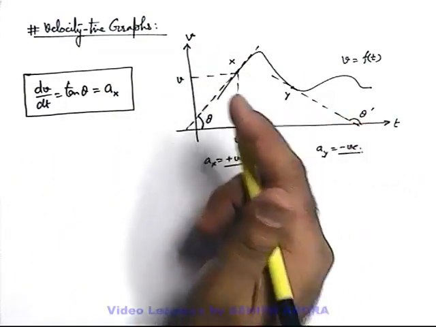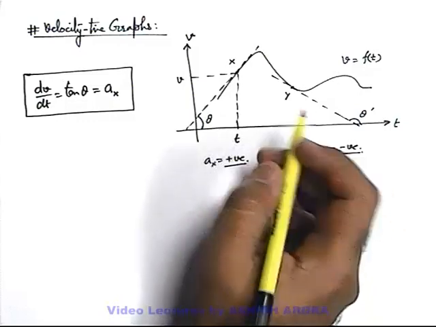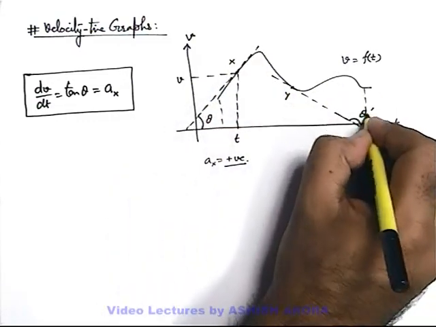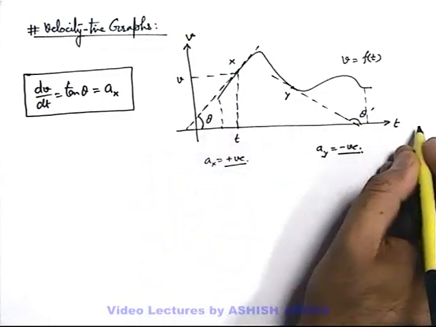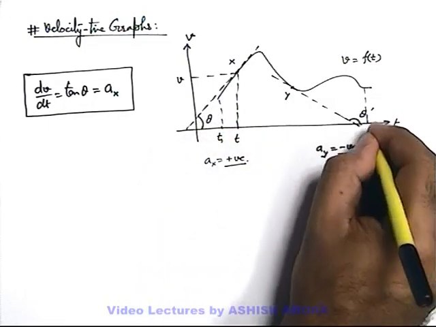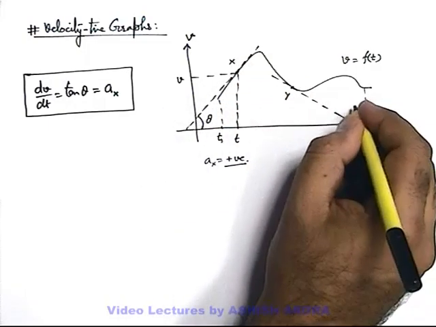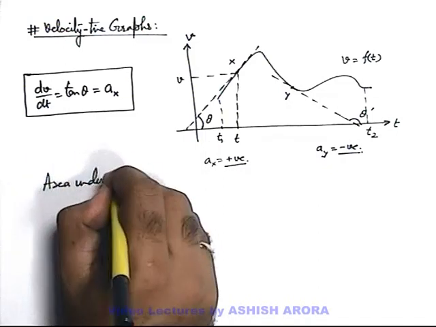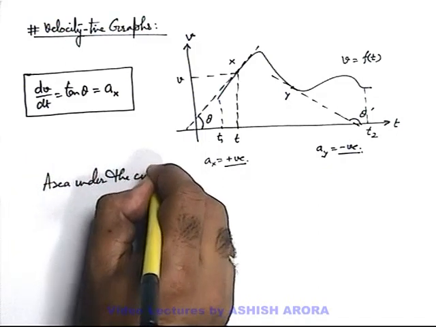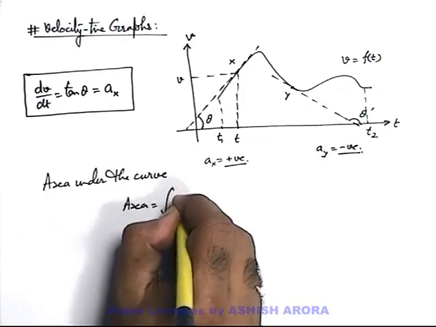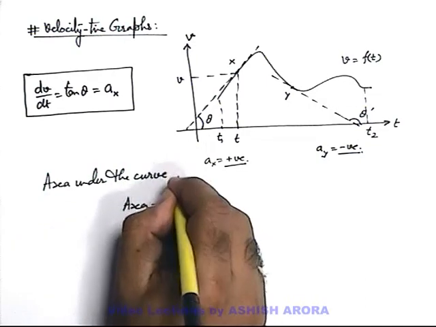Along with this, we have already studied in calculus that the area under a curve can be found between two coordinates on the time axis, say t1 and t2. If we find out the area of this curve, the area under the curve can be given as integration of v dt from t1 to t2.